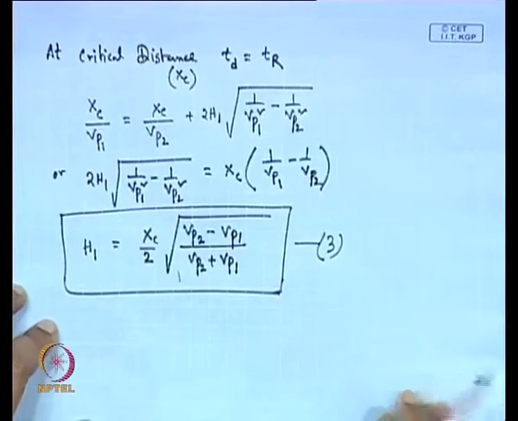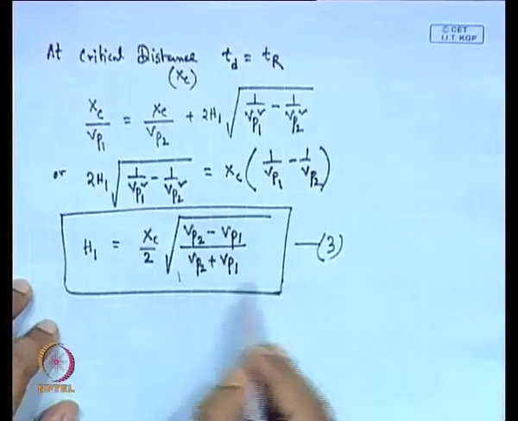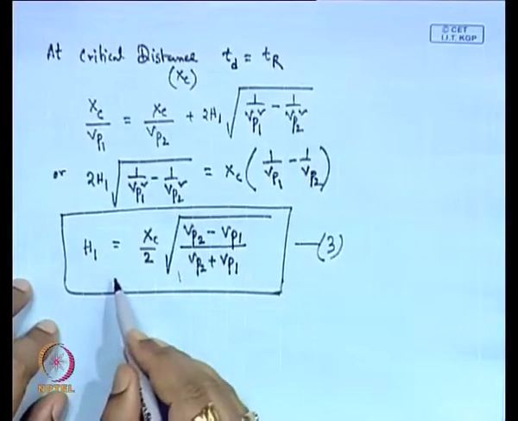So, we have 3 expressions: the first is the expression for the direct ray, the second is the expression for the time required by the refracted ray, and the third one is the expression for the thickness of the layer.